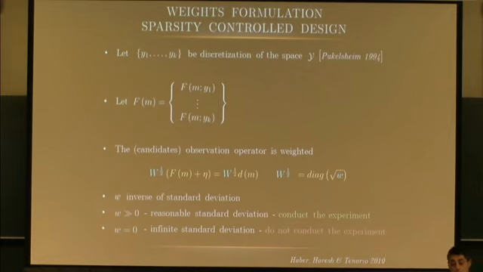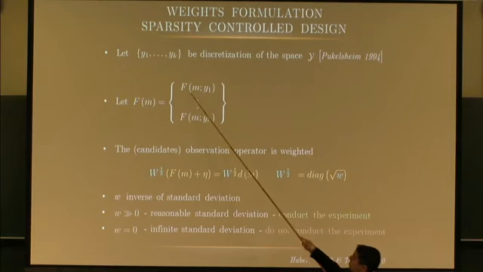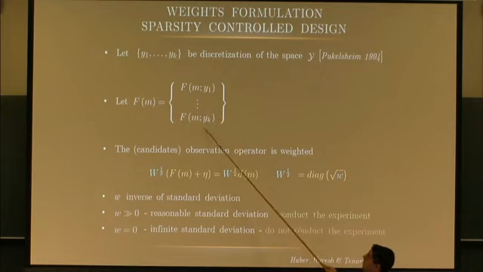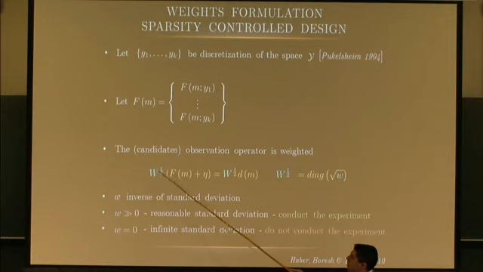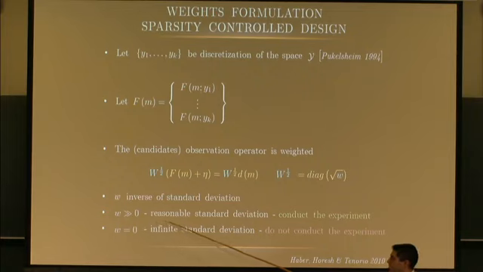We essentially discretize the design space. So we rewrite our observation operator as dependent on each one of those potential candidates for experimental design. And then for all those candidates, we add a diagonal matrix: whenever we have an entry on the diagonal which is significantly larger than 0, it means that we have a reasonable standard deviation, and we will collect that experiment. If it is close to 0, we will just throw out that observation.